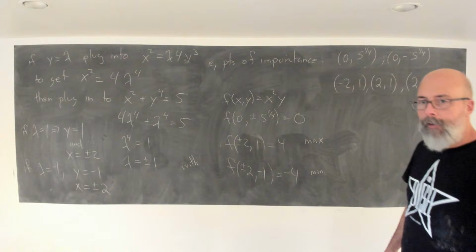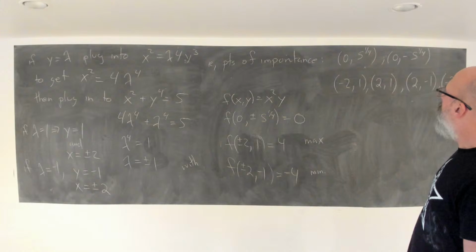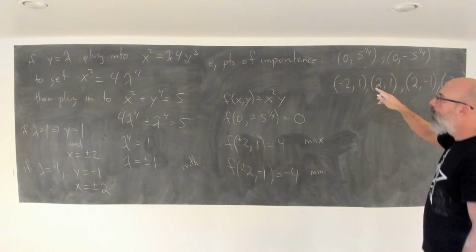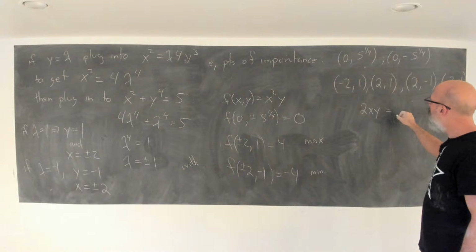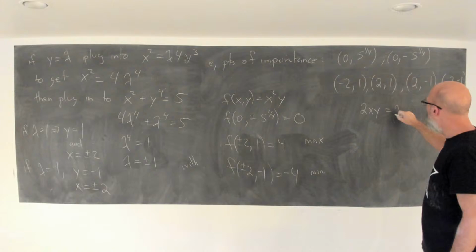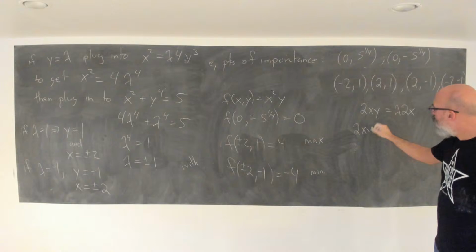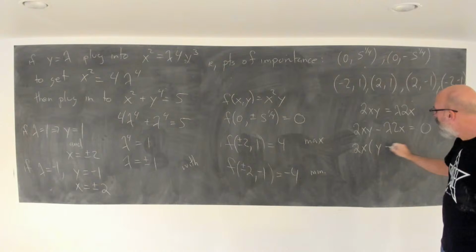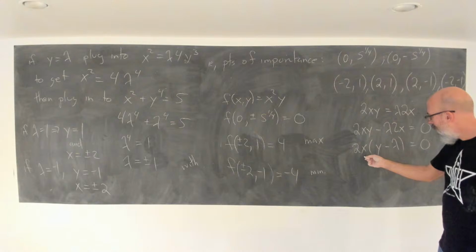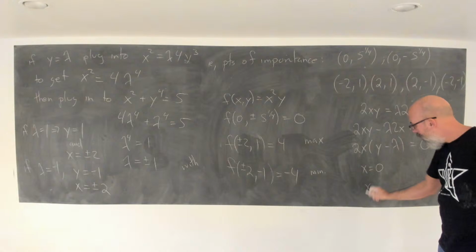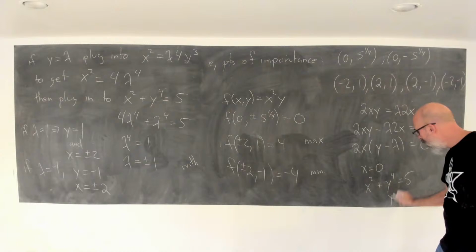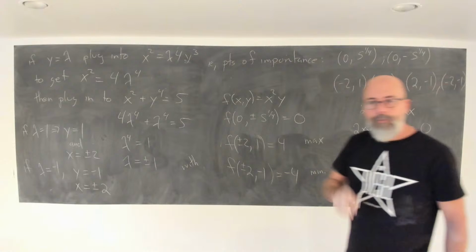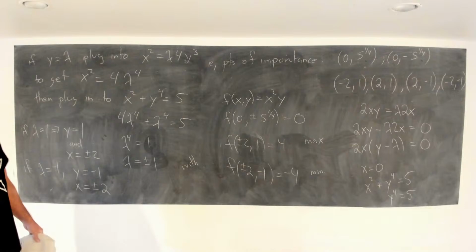How did we get the 5? This was when we were looking at the partial derivative with respect to x, we had 2xy equal to lambda 2x. So when you bring this to the other side, you get 2xy minus lambda 2x is equal to 0, factor out 2x. So you've got a product equal to 0. Either x is equal to 0 or that is equal to 0. And when x was equal to 0, coupled with x squared plus y to the 4 is equal to 5, you see that y to the 4 has to be equal to 5. And so you get these two values. Exactly as Gabriel suggested.